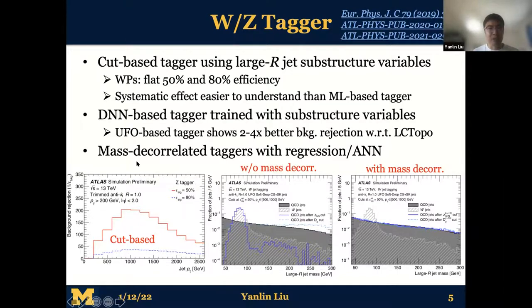Also, there is a development of a mass-decorrelated tagger using an adversarial neural network method. The two plots on the bottom right show a comparison without this technique and with the technique. Before we have this technique, there's a clear sculpting structure for the QCD jets, as shown in this purple line in the W boson mass region. After including this adversarial neural network technique, there's no such feature.